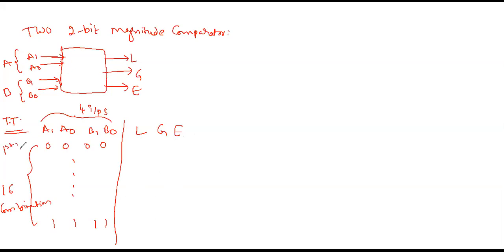But writing these 16 combinations and checking is okay for 4 inputs. For example, if you want to compare two 4-bit numbers, total inputs are 8. So how many combinations will you get? 2 to the power of 8, which means 256. It is not possible to complete that within the specified time. So we have to go with the second method.